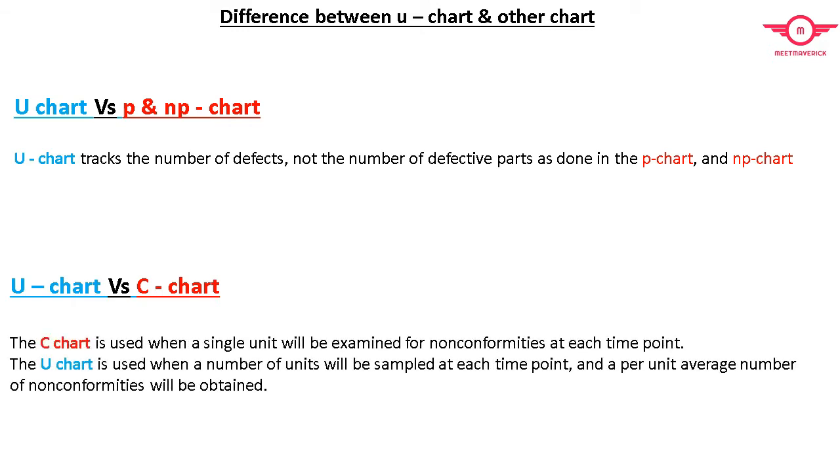Second, C chart versus U chart. The C chart is used when a single unit will be examined for nonconformities at each time point. The U chart is used when a number of units will be sampled at each time point and the per unit average number of nonconformities will be obtained.